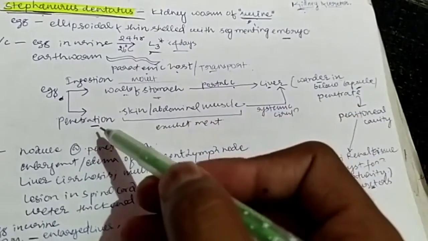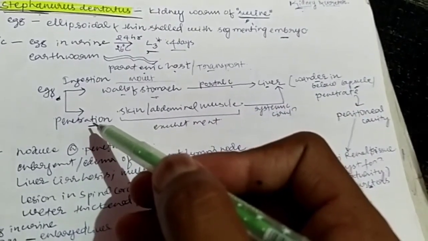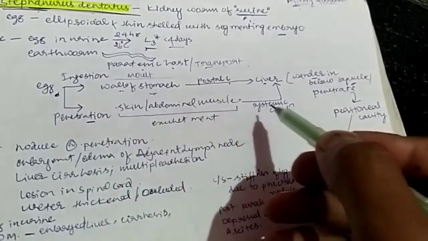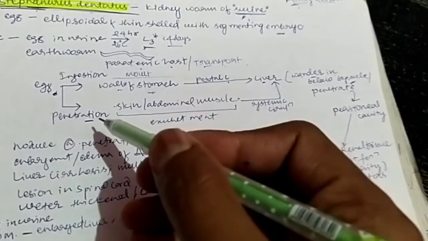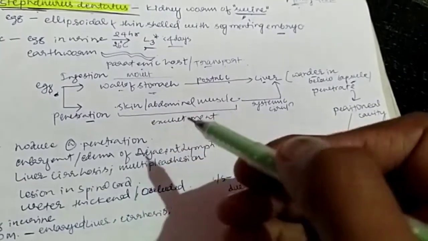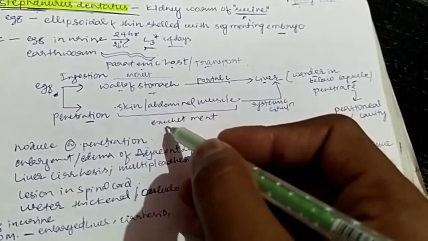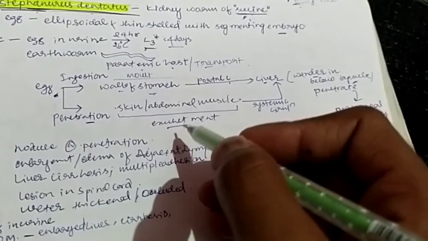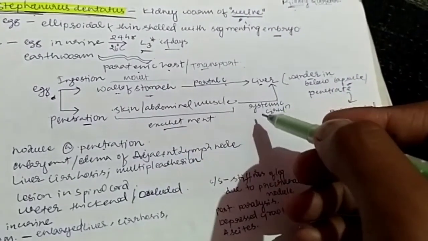In the majority of cases, infection is by penetration of the infective L3 stage larva, and after penetration, the larvae will enter the systemic circulation. These larvae will penetrate the skin or sometimes abdominal muscles, and during penetration the larva will exsheath its membrane, and after penetration it will enter the systemic circulation.